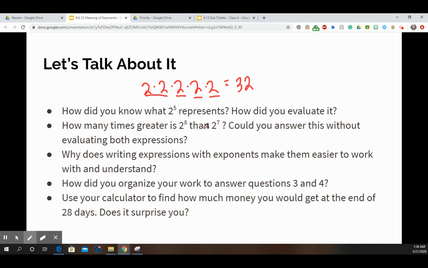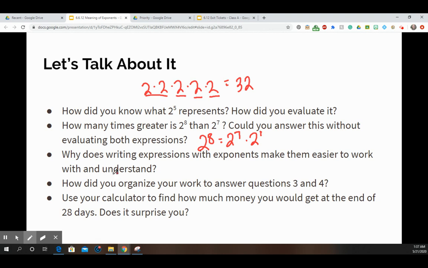How many times greater is 2 to the 8th than 2 to the 7th? So I know that 2 to the 8th is equal to 2 to the 7th times 2, because it's like 2 to the 1st, and I'm adding those exponents. Could I answer this without evaluating both expressions? Yes, easily. Once I know the solution to 2 to the 7th, I would just multiply it by 2. I only have to evaluate one of them.